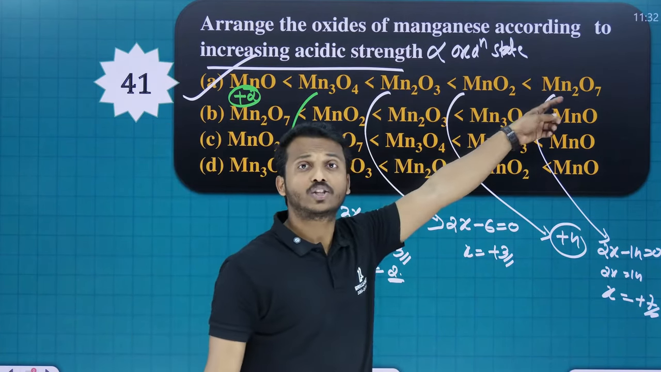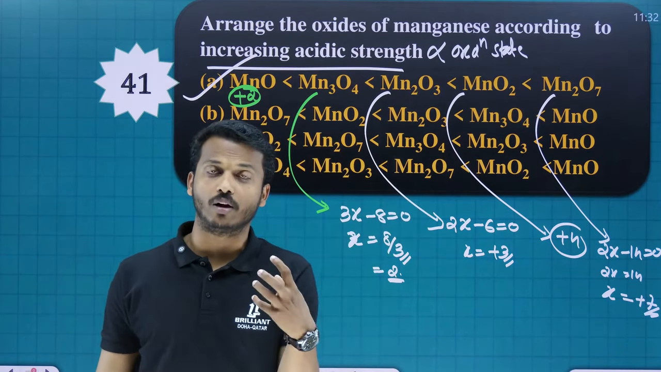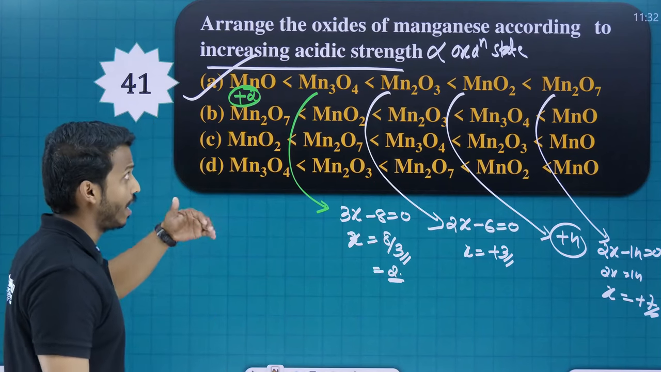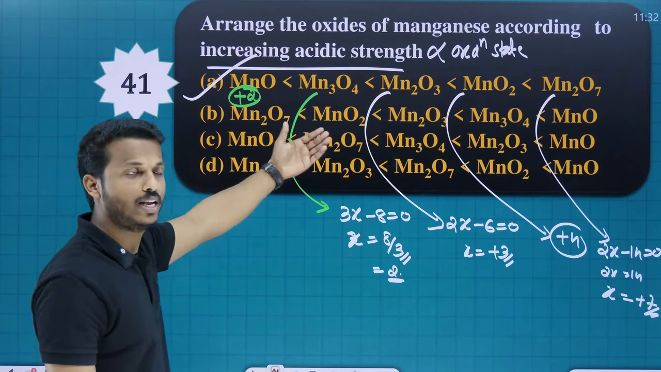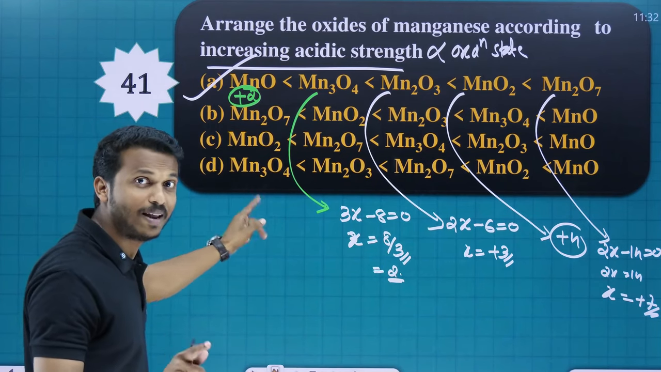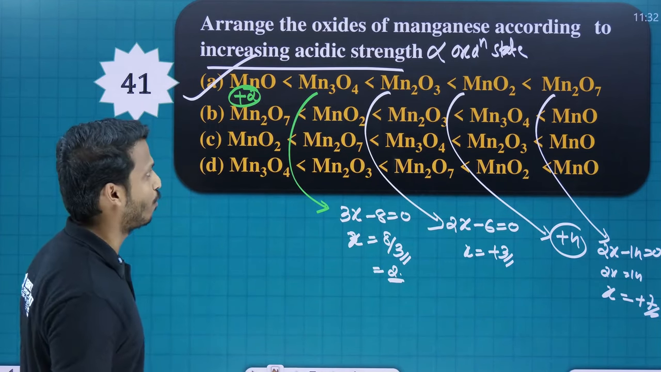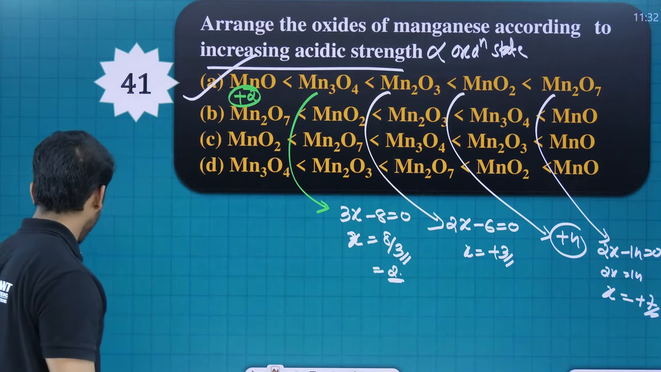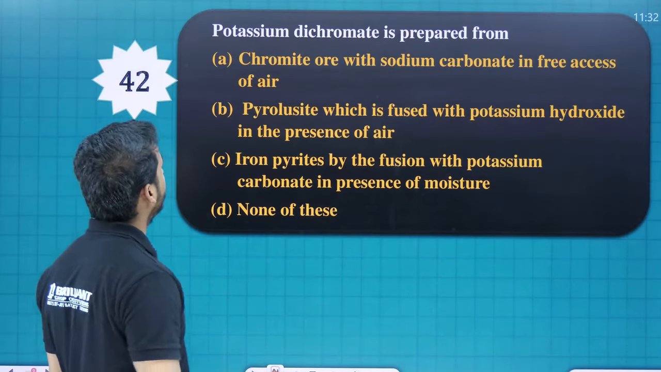So where the metal shows higher oxidation state, there will be higher charge, right? Higher acidic strength and oxidizing power. Okay, is that clear, that point? This is the same type of question they asked in the 2024 board exam, right? Okay. Next one is potassium dichromate.